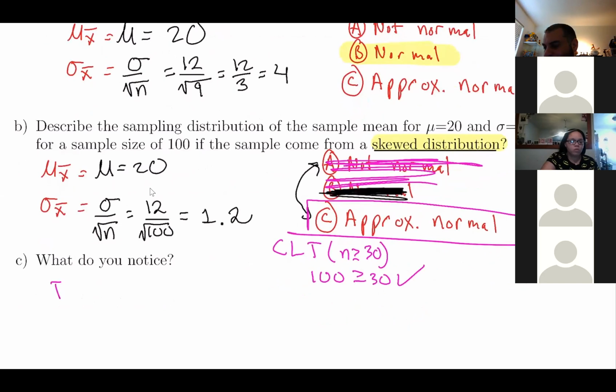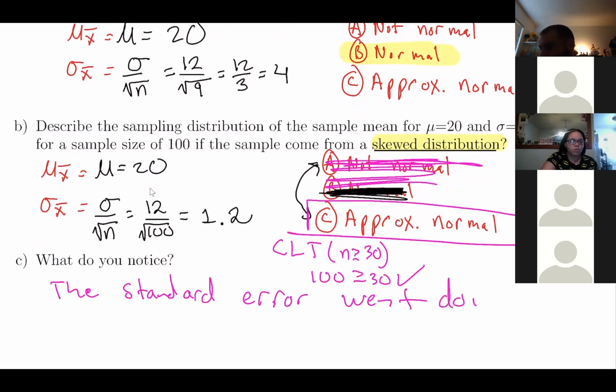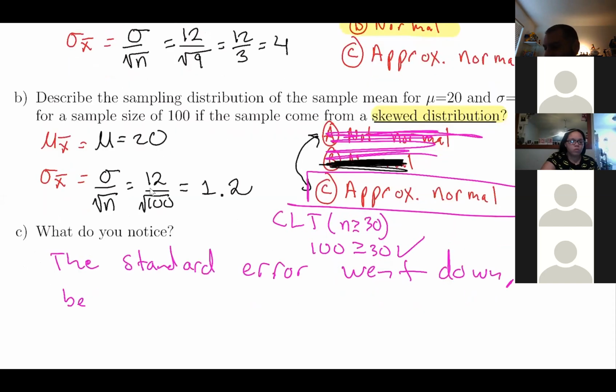So the standard error went down. Well, why did the standard error go down though? What happened to cause it to go down? There was a bigger sample size. Yeah, good. So the standard error went down because the sample size was increased.